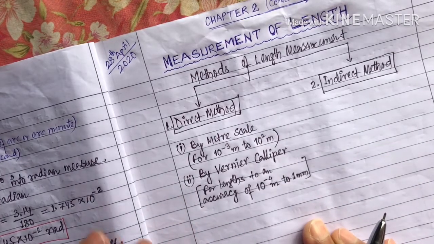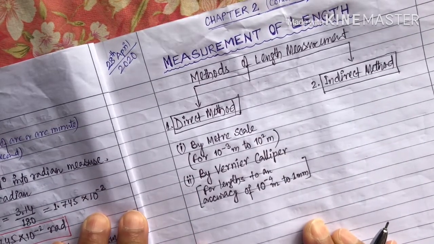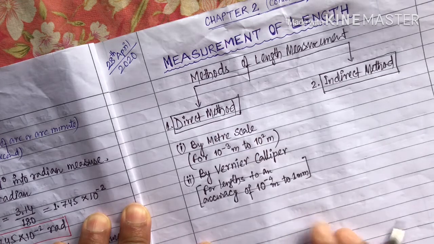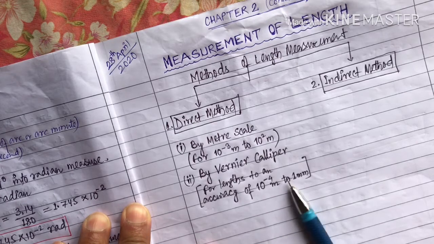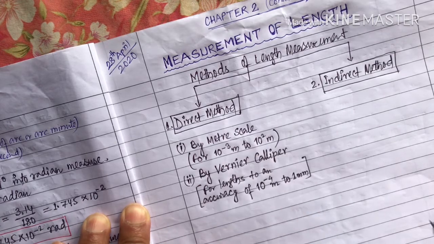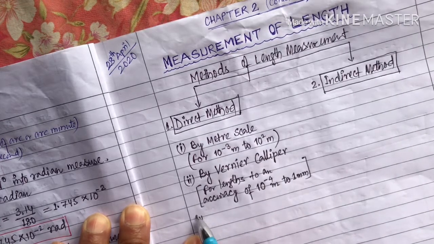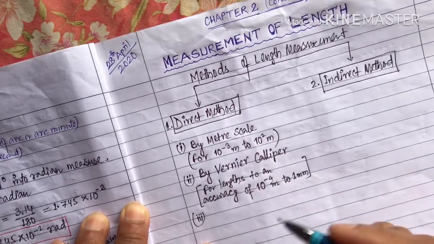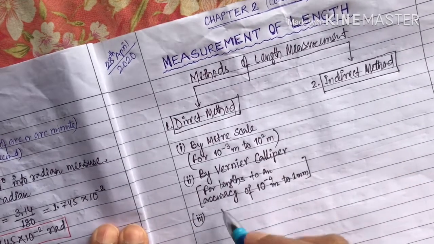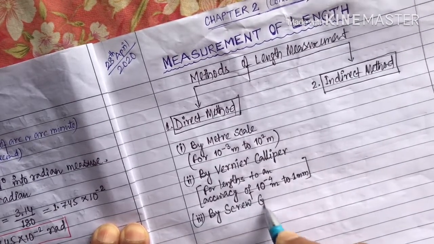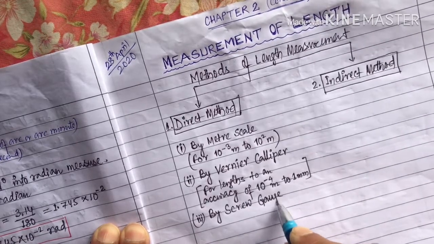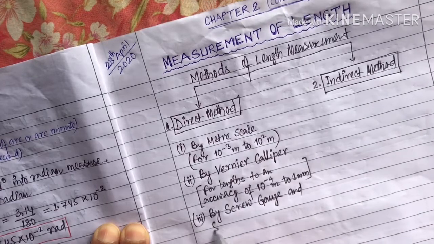Okay, so when you actually do practical in your laboratory, there you will get this vernier caliper to measure this range of length. So this range is nothing but the width of something very thin object. Okay, then the third one is screw gauge and spherometer.